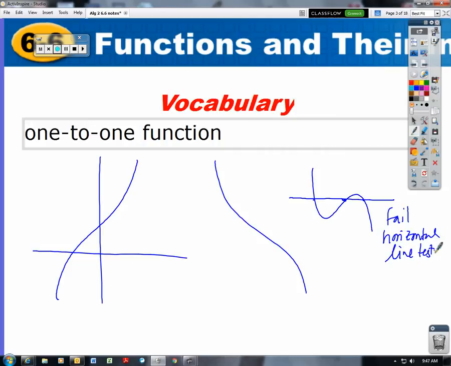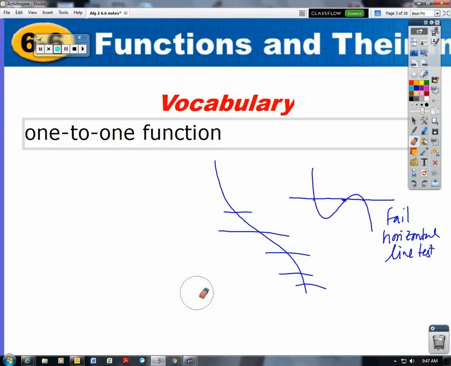So the horizontal line test checks to see if a function is one-to-one. Let's see, we'll make some room here. So check out this one. If I draw a horizontal line, it crosses at most once. Same here. Anywhere I cross, it's only going to cross once. So we'll clear this off a little bit so we can write the definition for the horizontal line test, because it tests to see if it's one-to-one. Horizontal line test.